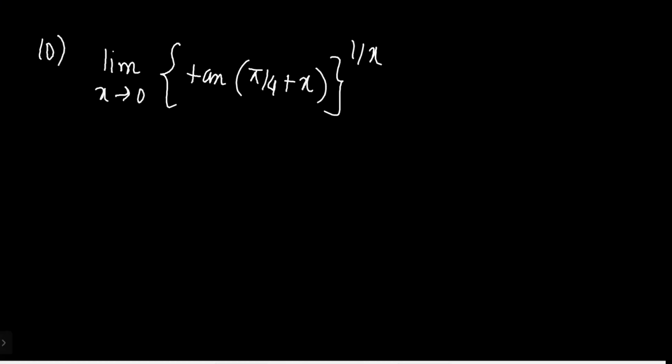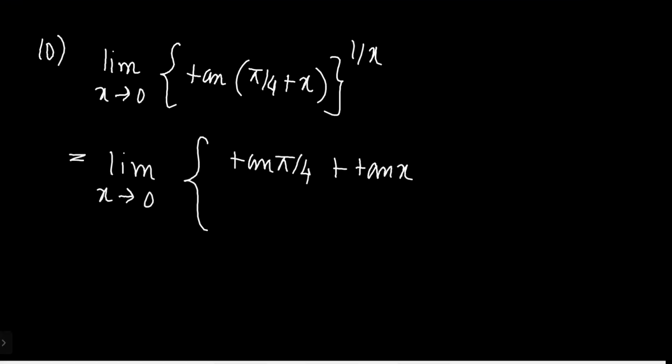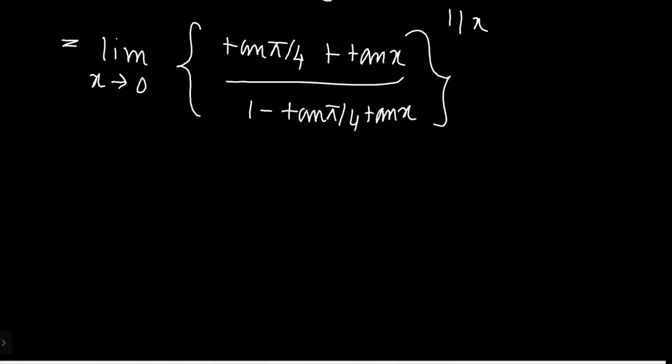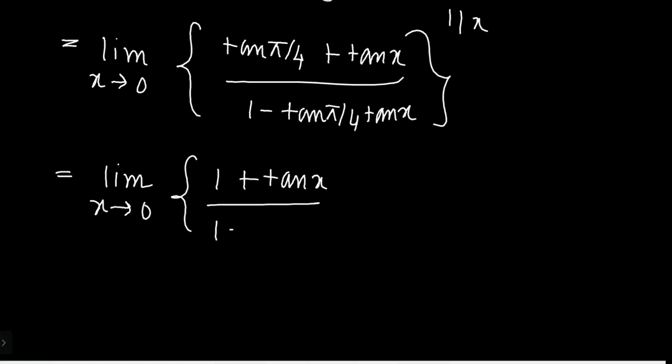Now if we break this as tan(a+b), that is, tan pi by 4 plus tan x, by 1 minus tan pi by 4 into tan x. We can write this one like this, into 1 by x. Now tan pi by 4 is 1. So limit x tends to 0 of (1 plus tan x) by (1 minus tan x).